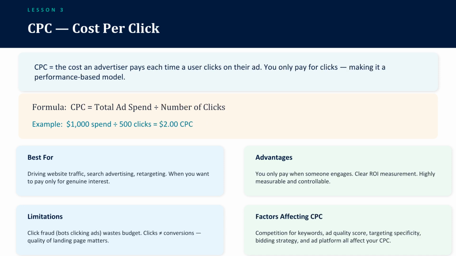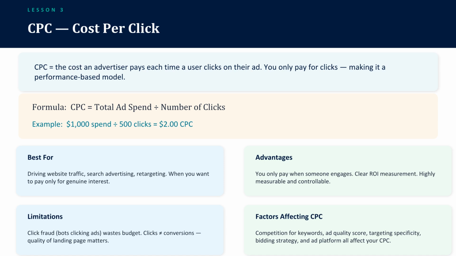CPC is the dominant model for search advertising. Google Ads built its empire on it. The key insight is that CPC aligns advertiser costs with user intent. You're only paying when someone shows interest by clicking. The formula: CPC equals total ad spend divided by number of clicks. If you spend $1,000 and receive 500 clicks, your CPC is $2 per click.